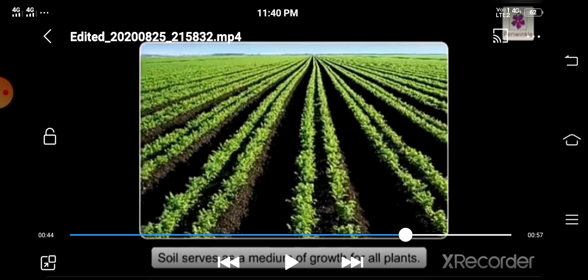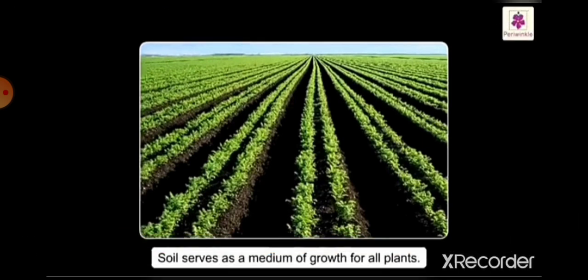Some uses of soil are as follows. Let us see. Plants need soil to grow. Yes, plants need the soil to grow because this is a very important part of the plant. It gives the nutrients and the water to the plant.